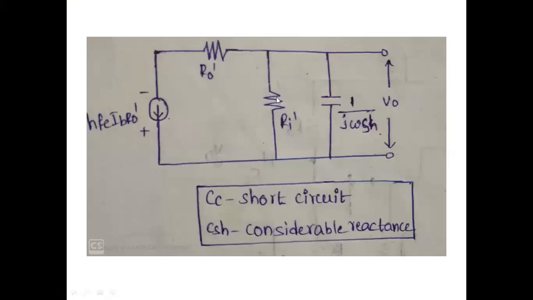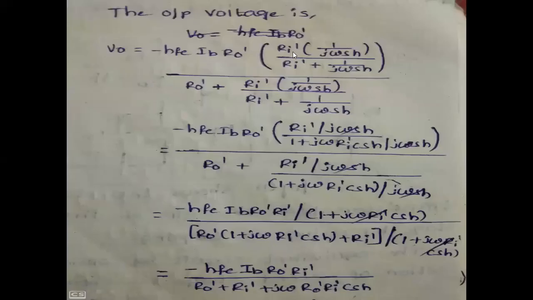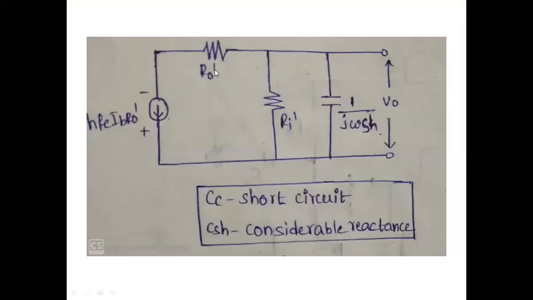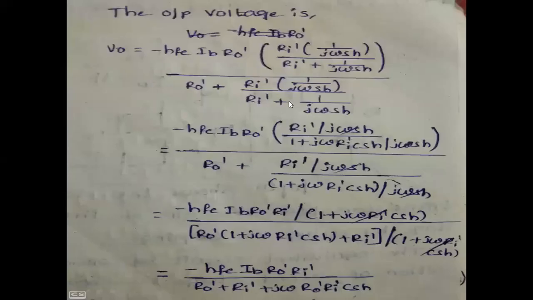The parallel combination of these two values, considered as one resistance R2, that is RA dash parallel 1 by j omega CSH, that is RA dash into 1 by j omega CSH by RA dash plus 1 by j omega CSH. This is the parallel combination by the total resistance. Total resistance is R0 dash plus this value, the parallel combination of these two impedances. This is R1 plus R2. R0 dash plus the parallel combination means this value: RA dash 1 by j omega CSH by RA dash plus 1 by j omega CSH.